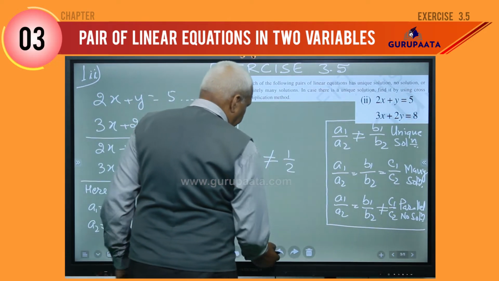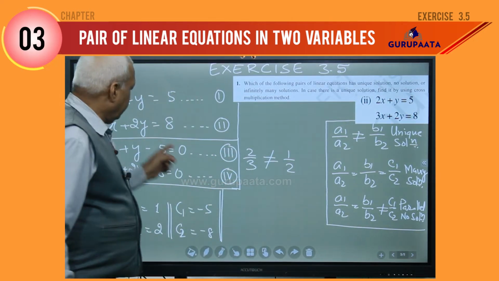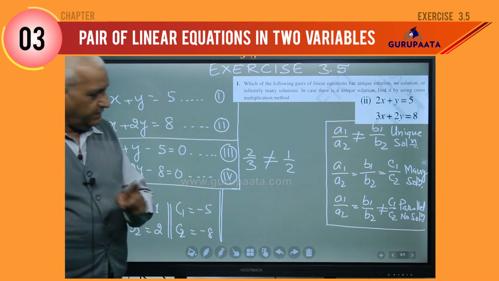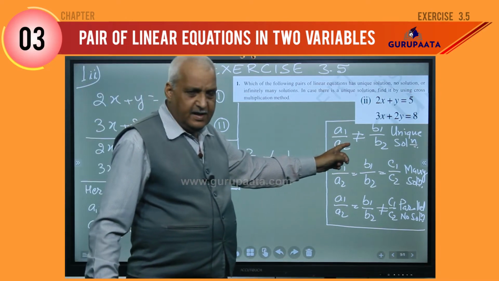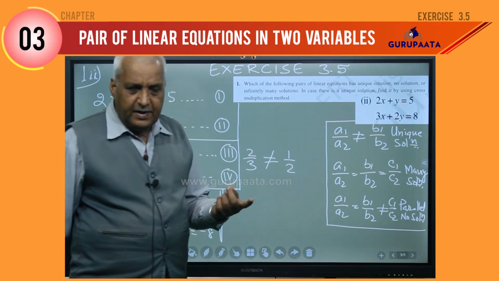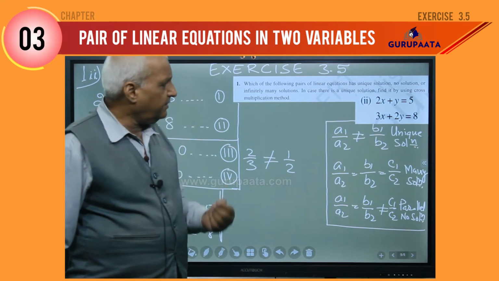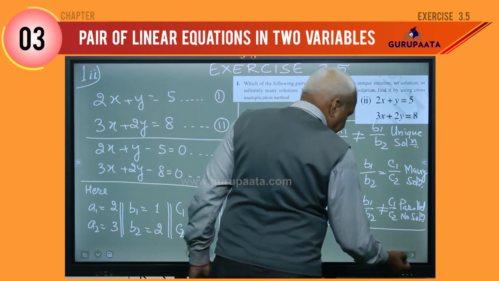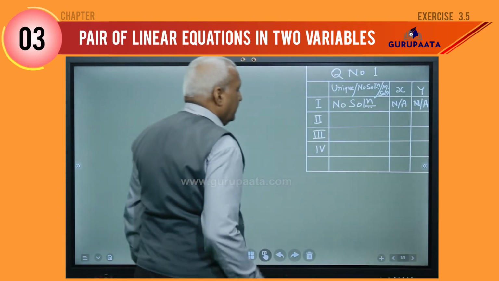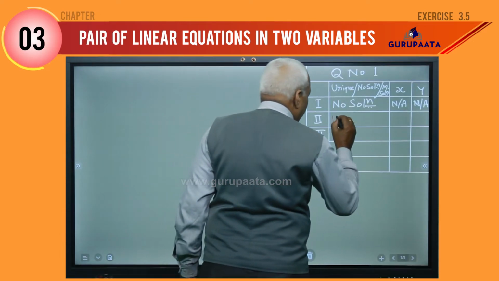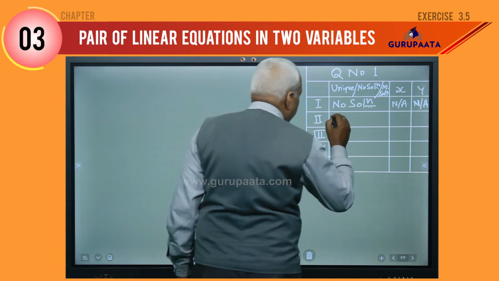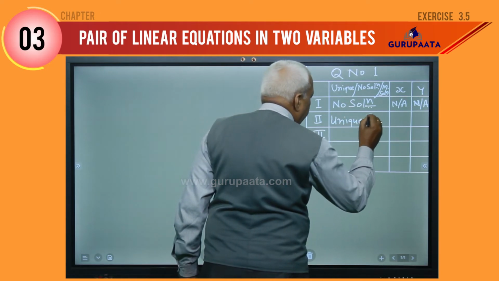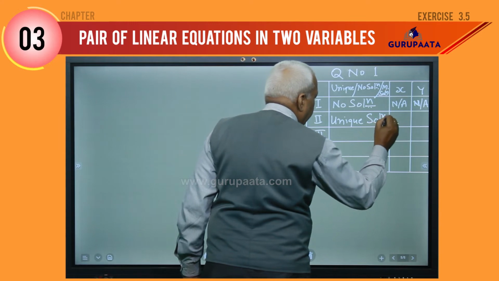It means this pair will have a unique solution. How to find the unique solution? For that, we will go to the next page. So this is having a unique solution. I am writing the solution in short.